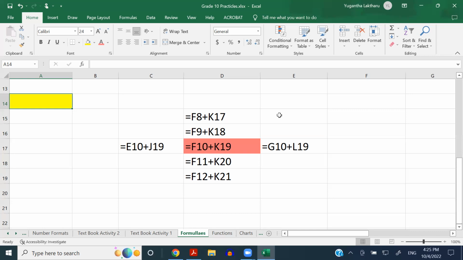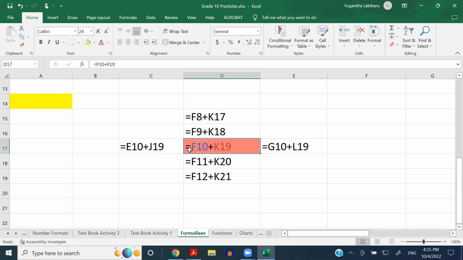Yes, people, now what's actually going to happen? From F10, how far is it going to move along the row? It goes to your left-hand side. That means your column header is going to decrease since it is going to the left-hand side. How is it going to happen?